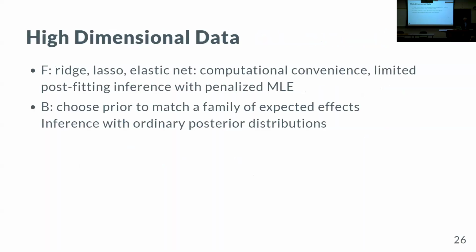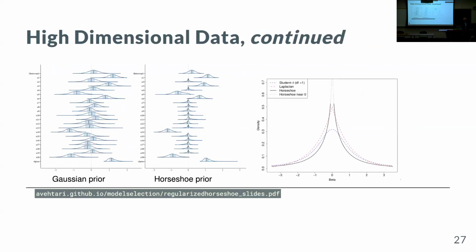High dimensional data. So very briefly, people use Lasso for high dimensional data. That's a convenience choice because it's fast to compute. The penalty you use in Lasso doesn't make sense. And if you have a very big effect, you'll penalize it too much. And so the Lasso is using a Laplacian prior distribution, which is this one here. It has this peak there at 0.